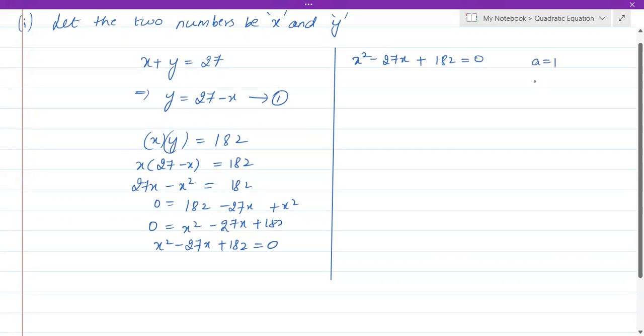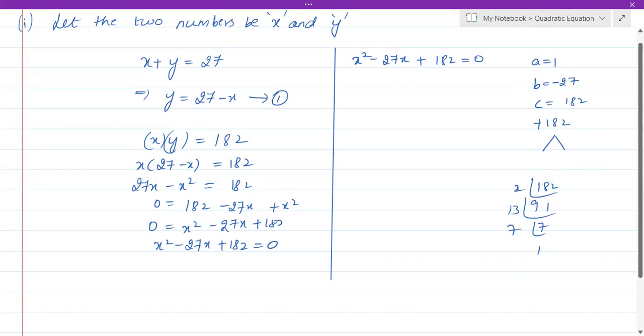Here a is 1, b is negative 27, c is 182. I'm going to solve it by factorization method. A into c, 1 into 182 is 182, so positive 182. We have to find factors of 182, that is, numbers which multiply to give 182 and, because it is positive 182, add up to 27. It's not possible to find it easily, so let's go with prime factorization. 2 91s are 182, 7 13s are 91, 7 1s are 7.